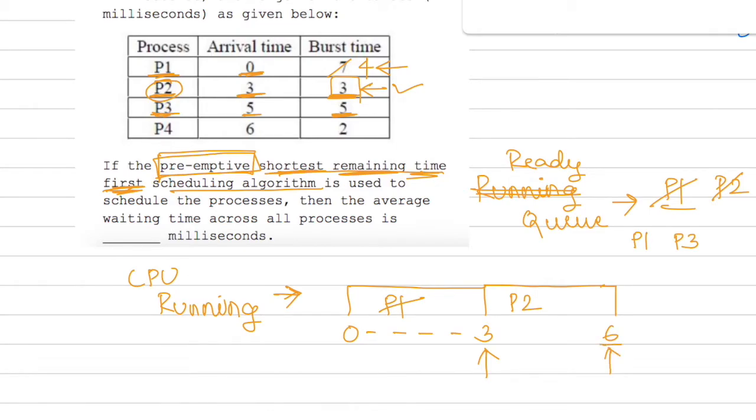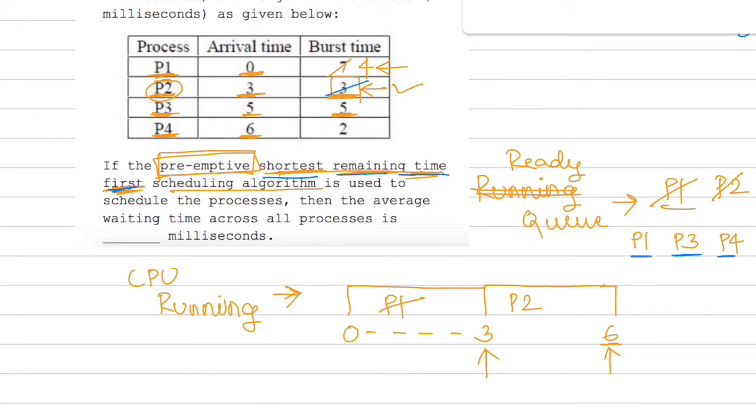Now at the 6th second, we have one more process entering the system, that is P4. So let me write it down here. P4 comes and enters the system. So thus in the ready queue, we now have 3 processes, P1, P3, P4, and out of the 3 we have to choose one based on this algorithm, shortest remaining time first.